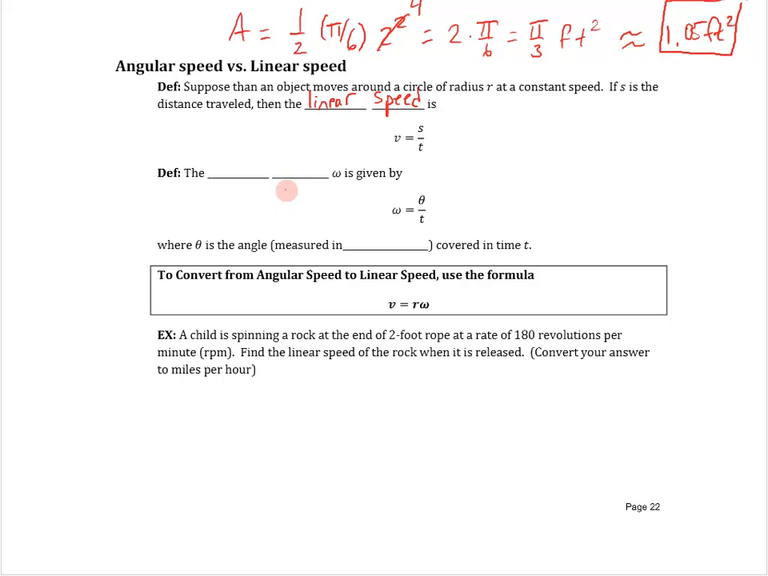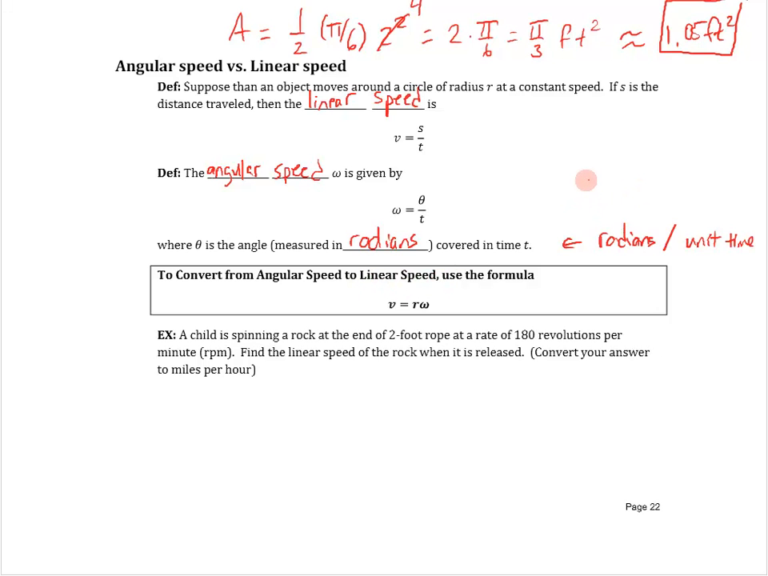Now what we mean by angular velocity or angular speed is how fast, in terms of radians, we are traveling. So where theta is measured in radians covered in time, this is like radians per unit time, which would be radians per second, radians per minute. And we can use this formula to convert from angular speed to linear speed.